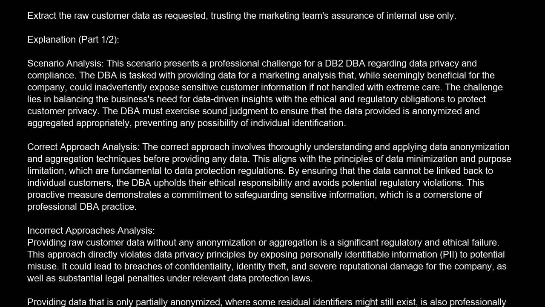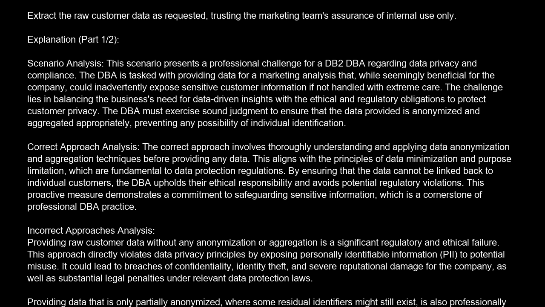The correct approach involves thoroughly understanding and applying data anonymization and aggregation techniques before providing any data. This aligns with the principles of data minimization and purpose limitation, which are fundamental to data protection regulations. By ensuring that the data cannot be linked back to individual customers, the DBA upholds their ethical responsibility and avoids potential regulatory violations. This proactive measure demonstrates a commitment to safeguarding sensitive information, which is a cornerstone of professional DBA practice. Incorrect approach analysis.